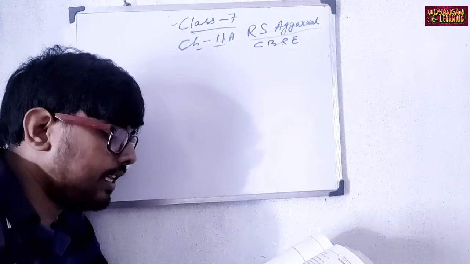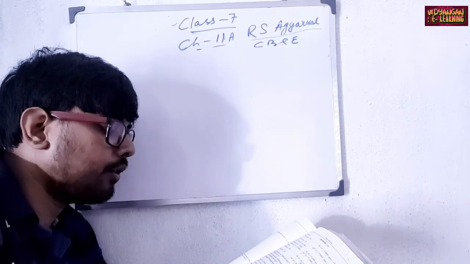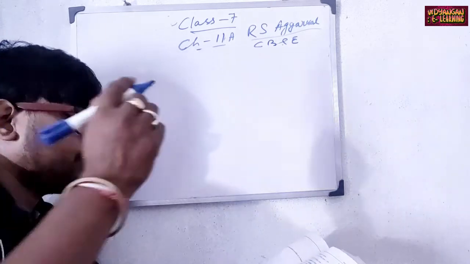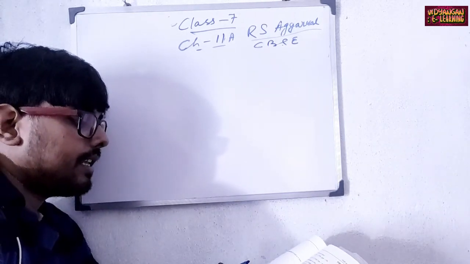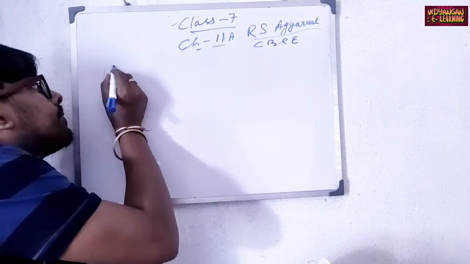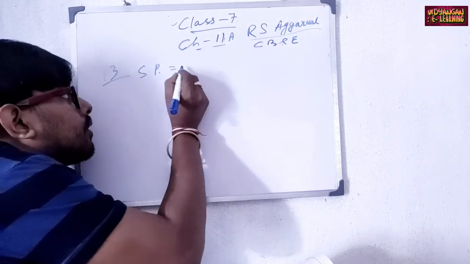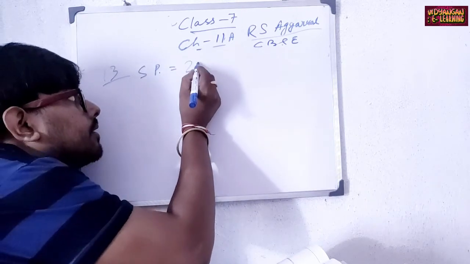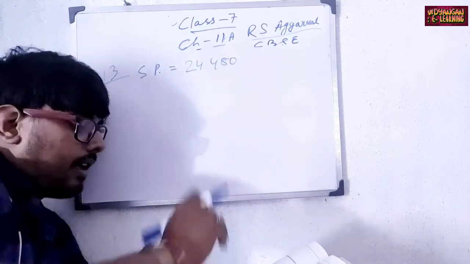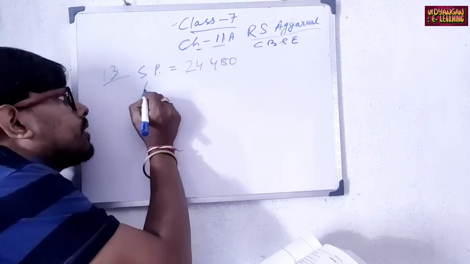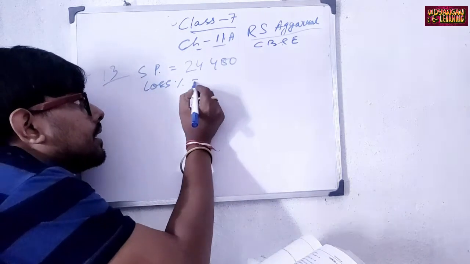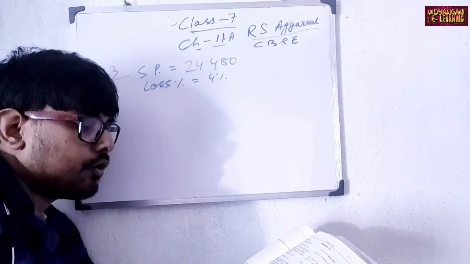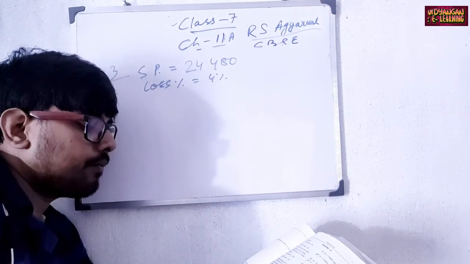Question 13. On selling a computer for 24,480, a dealer loses 4%. So here the selling price of the computer is 24,480 and the dealer loses 4%, so loss percent is equal to 4%. For how much should he sell it to gain 4%?